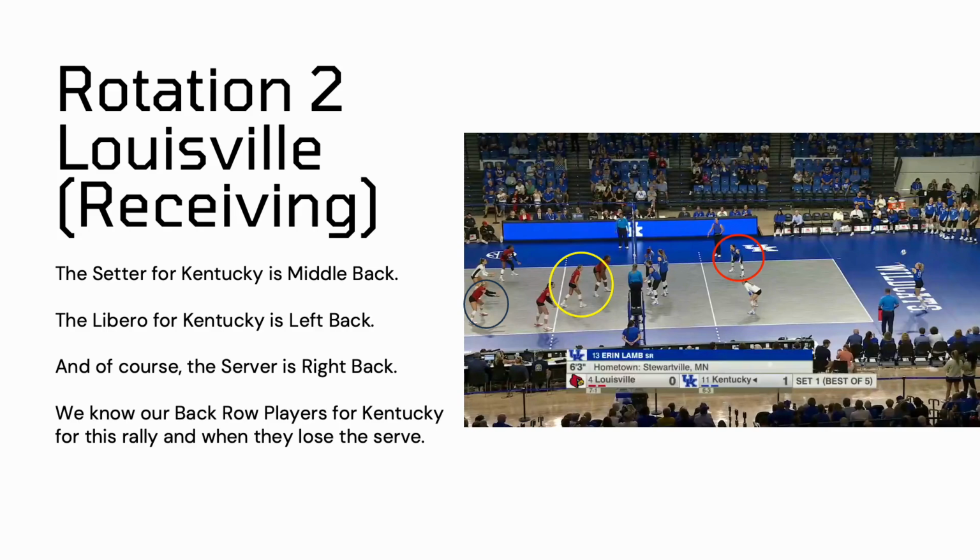They have all their back row players that are not the server in the back zone and all the front row players in the front zone. So obviously, we should know prior to service contact who our back row players are for Kentucky, for not only this rally but for rallies when they lose the serve and are in rotation 2 serve receive.